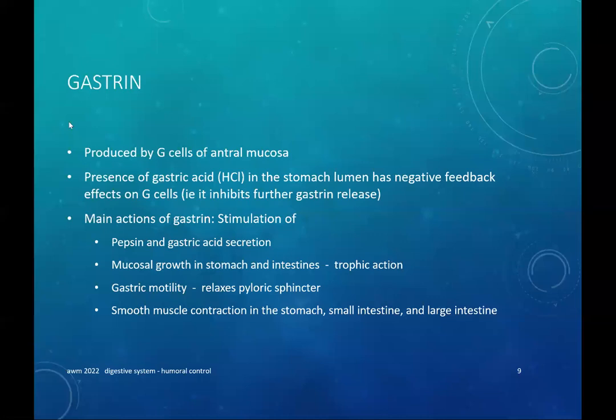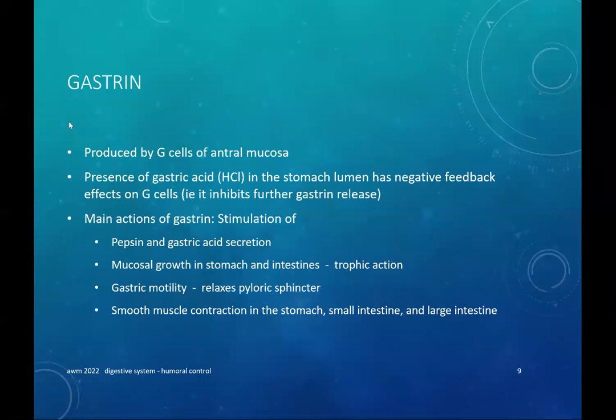One is the stimulation of pepsin and gastric acid secretion, so it is responsible for the initiation of chemical protein digestion. Gastrin is also responsible for mucosal growth in the stomach and in the intestines, so it has a trophic action on the mucosa. The third is that gastrin influences gastric motility. When it is released, it relaxes the pyloric sphincter, so it enhances the movement of contents from the stomach into the duodenum.